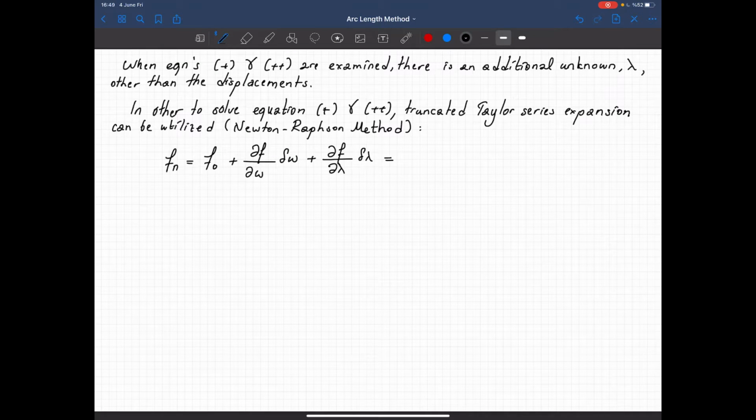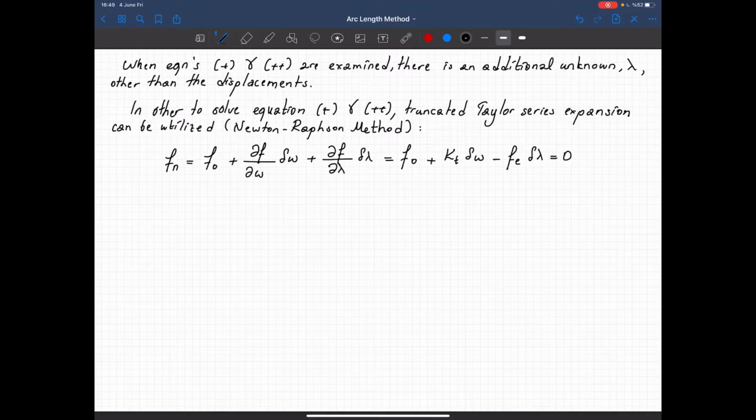So this gives me F0 is F0. Del F residual divided by del W gives me the tangent stiffness, KT times W, and I have the external force multiplied by del lambda, and that should be equal to 0. So that's our first equation.